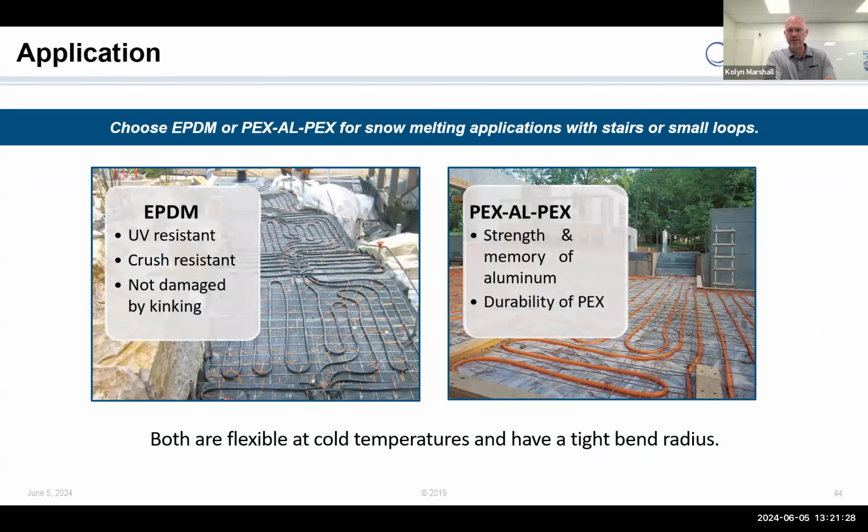Pattern of layout we had mentioned earlier, double serpentine versus single serpentine. The EPDM products tend to be easier to install in the double serpentine, whereas the PEX tends to be more rigid. So if you're looking to do a double serpentine pattern, an EPDM may be a more advantageous product.